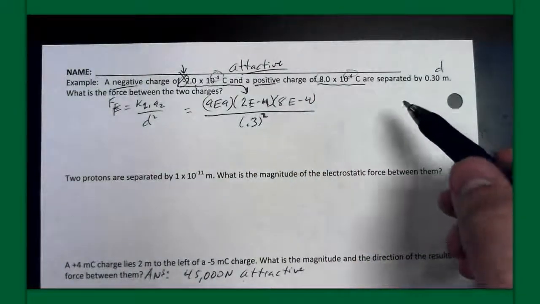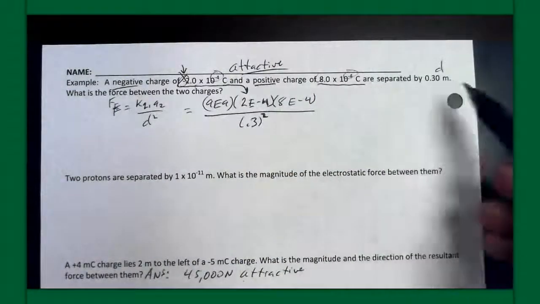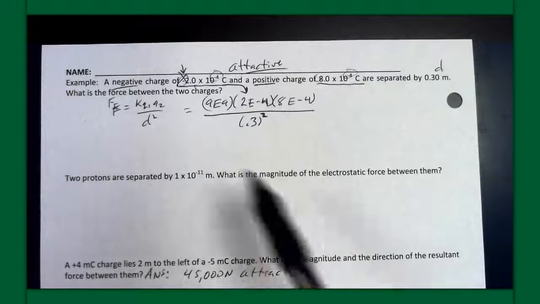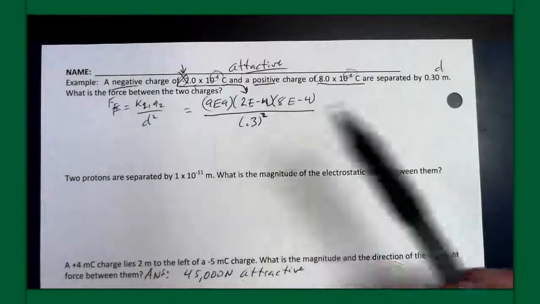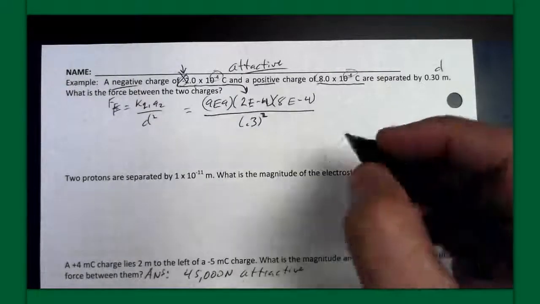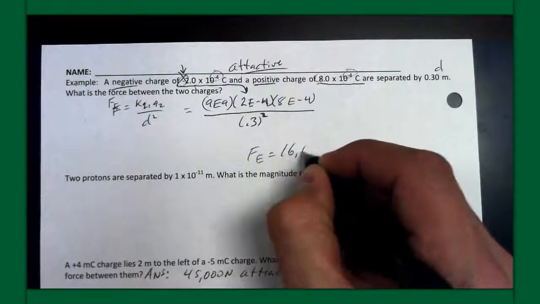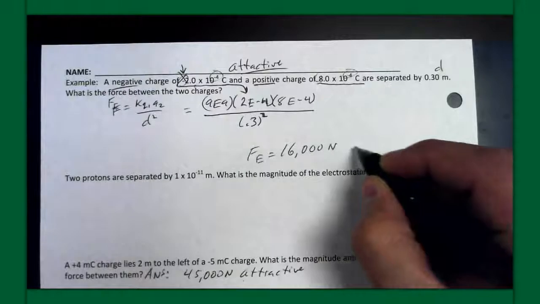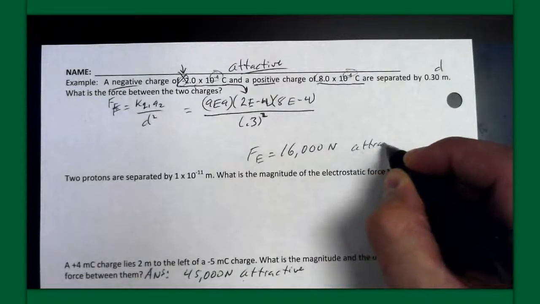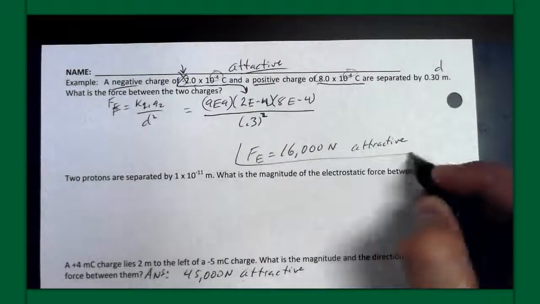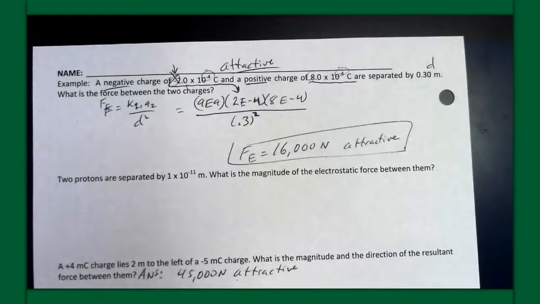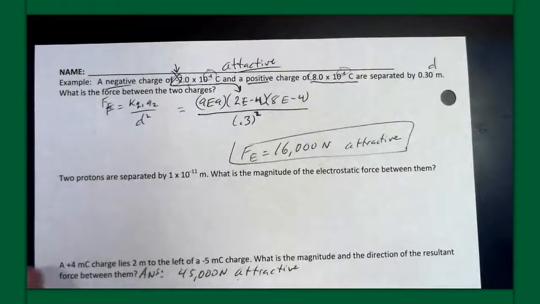Realize that we didn't have to do any conversions here. Both of these are in coulombs, distances in meters, and we're good to go. If we multiply these on the top and divide by the distance squared on the bottom, you should come out with a force of 16,000 newtons. And again, it is an attractive force because one is positive and one is negative. The work on this stuff, as far as putting it into your calculator, is just something that you're going to kind of have to figure out, but make sure that you can get 16,000 newtons with this.